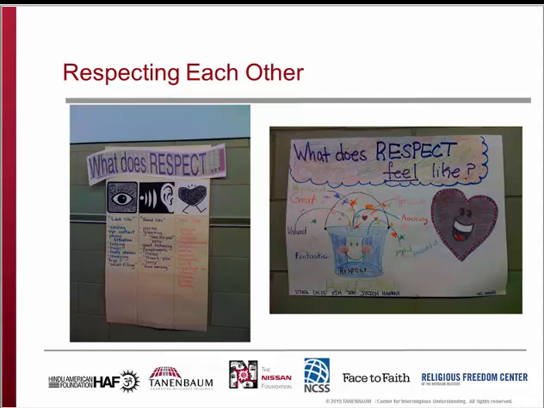But what we can do is manage the environment rather than trying to manage what students believe, because their religious beliefs are theirs, they are personal, they are entitled to them. But what we want to manage is the ways in which young people interact and speak with each other when these topics come up.